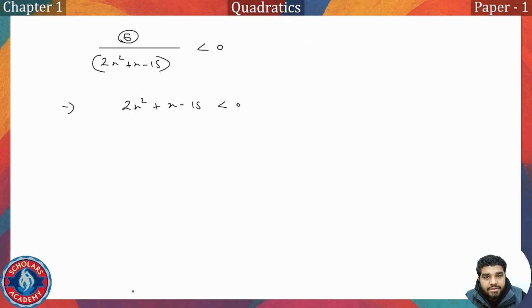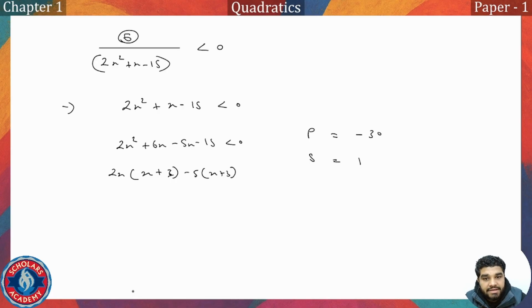So if I check, the product over here is negative 30 and the sum over here is 1. So if I factorize it, what I get is 2x square plus 6x minus 5x minus 15 is less than 0. So I can take 2x common. I get x plus 3, and if I take minus 5 common, x plus 3 is less than 0. So x plus 3 and 2x minus 5 is less than 0. So these are the two factors of this inequality.